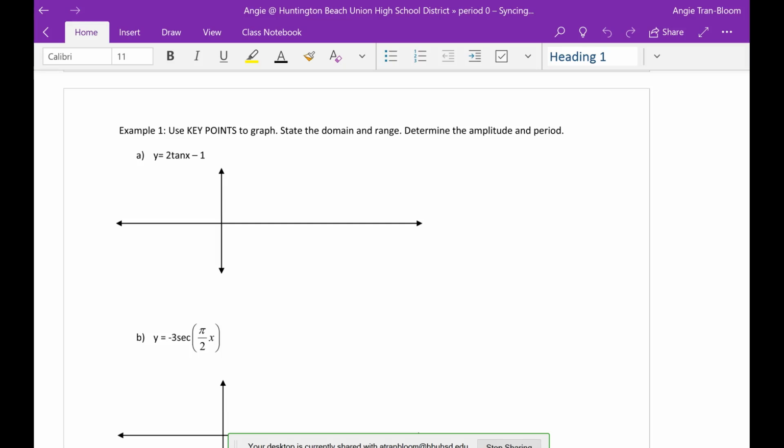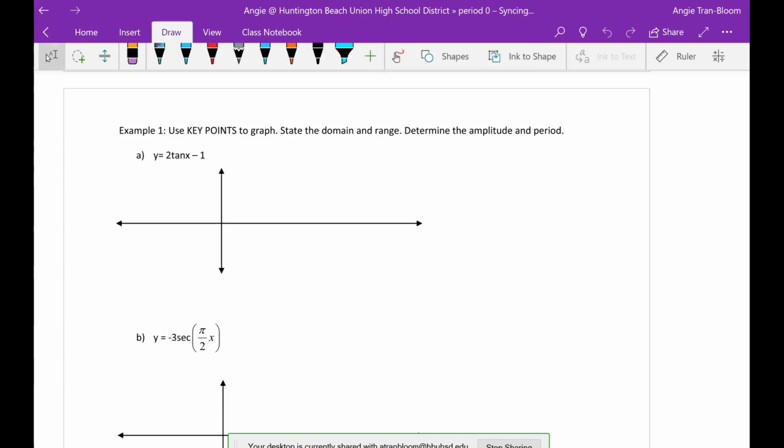Use key points to graph, state the domain and range, and tell me about the amplitude and period. Now, is the period for tangent the same as cosine and sine? Period for tangent is the same as cosine and sine.